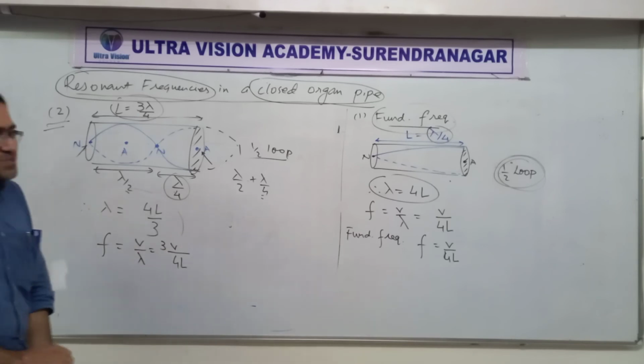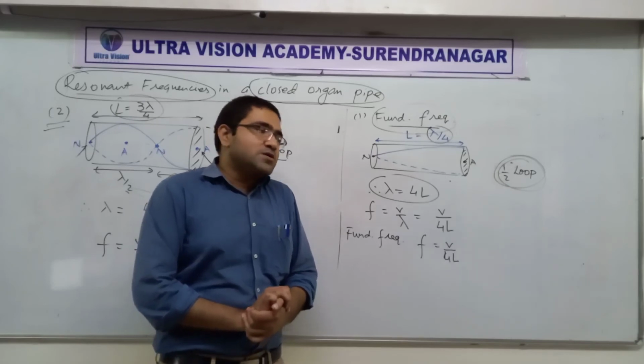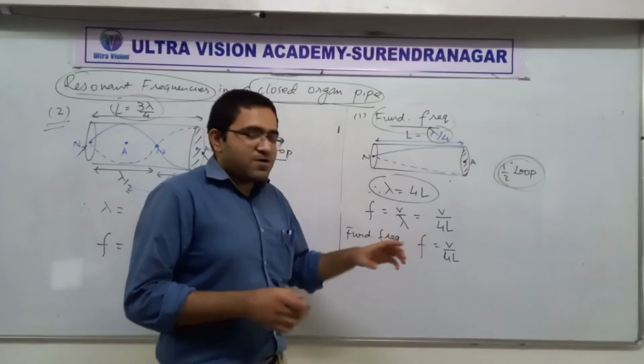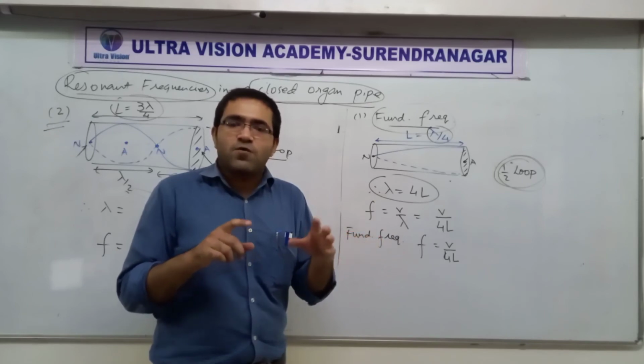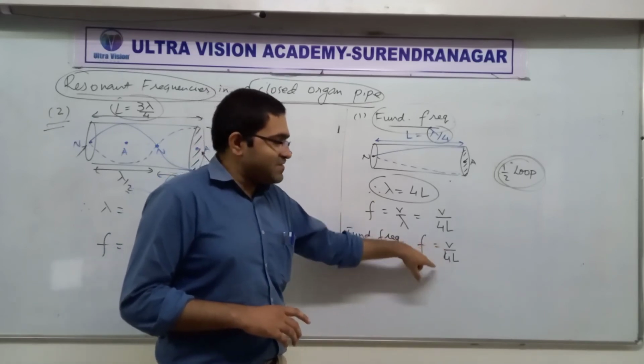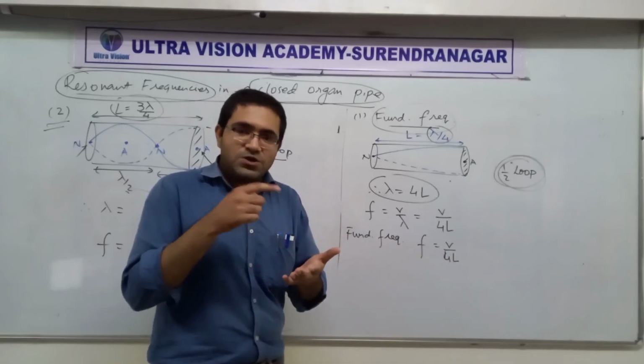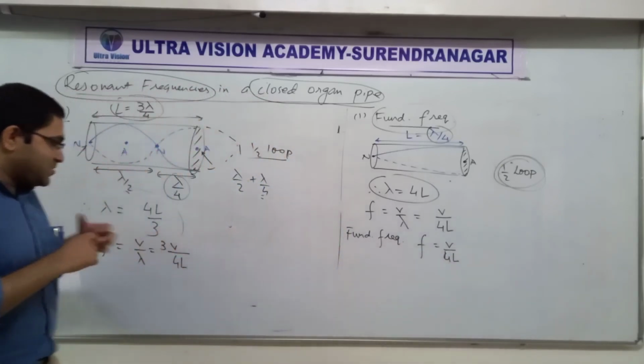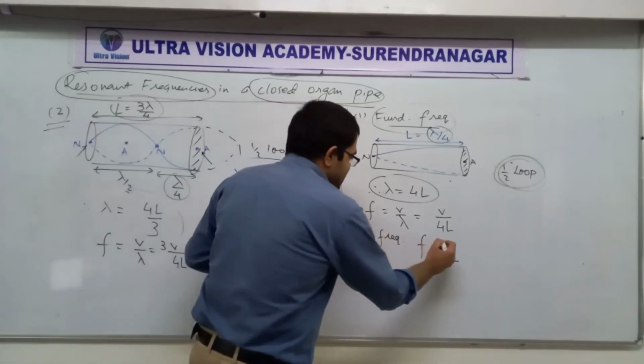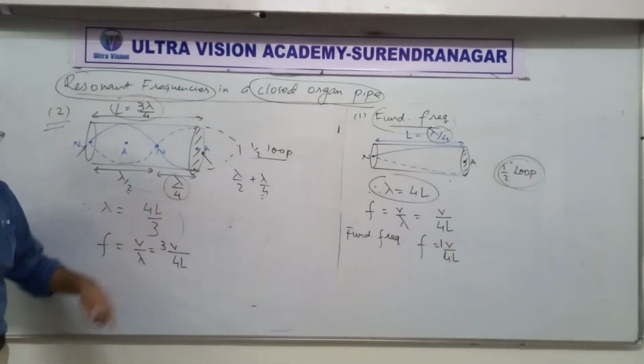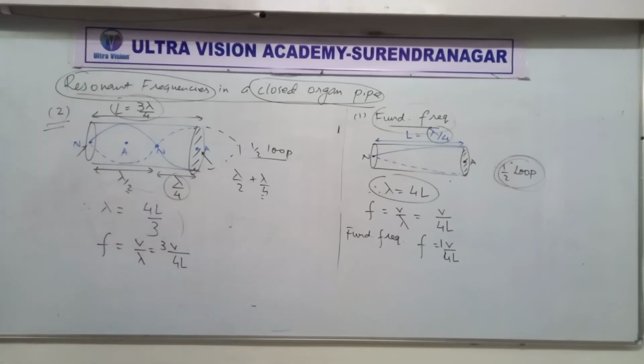Well done. Now, do you see something strange or different at least? In case of strings and for open organ pipes, we are getting NV by 2L. That means 1V by 2L, 2V by 2L, 3V by 2L. But here, do you see there is a jump? Do you see the jump of integer? 1V by 4L and then directly 3V by 4L. Yes or no? Okay, very good.